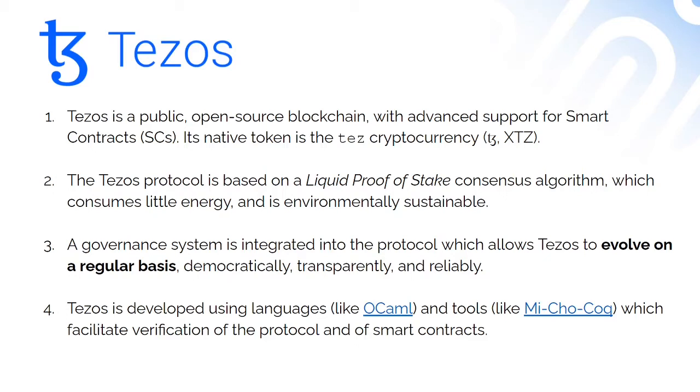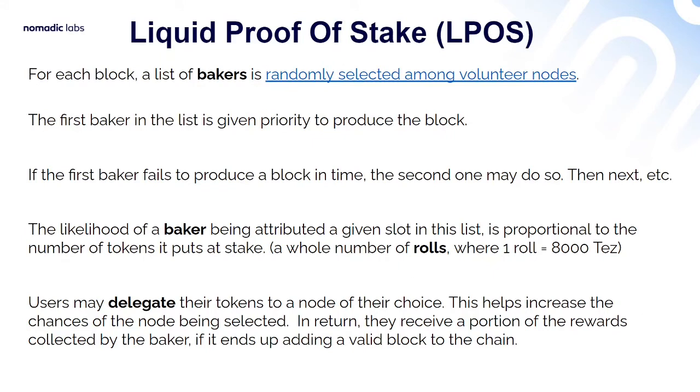sustainable. And it has a governance system that is integrated into the protocol and that allows Tezos to evolve on a regular basis in a democratic, transparent, and reliable way. Finally, Tezos is developed using languages like OCaml and tools like Mi-Cho-Coq that facilitate verification of the protocol and of smart contracts.